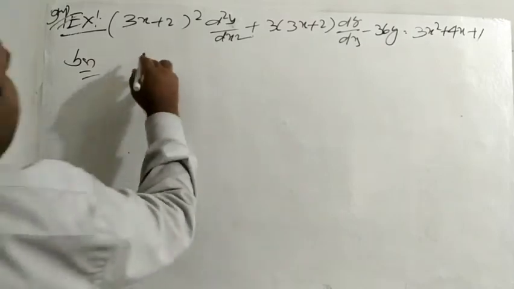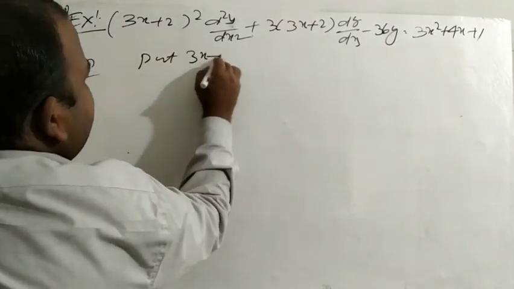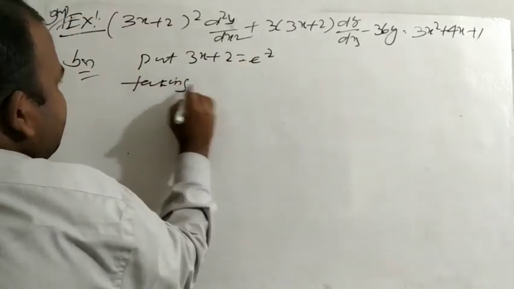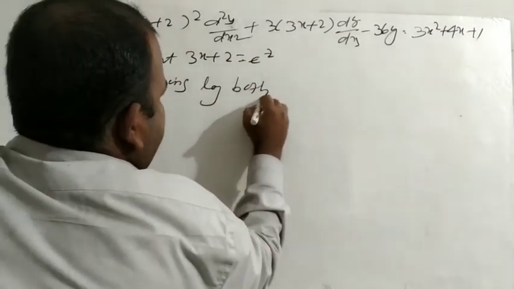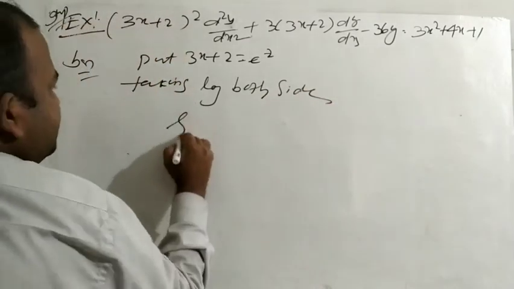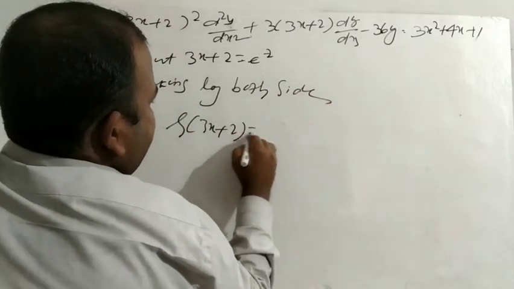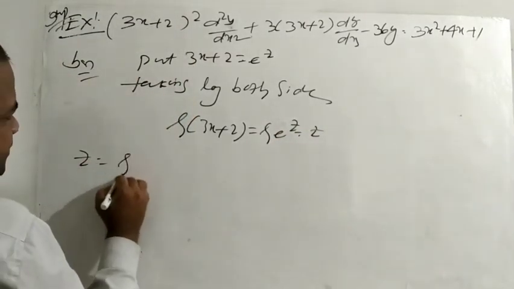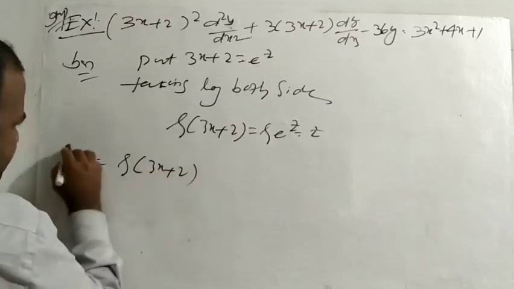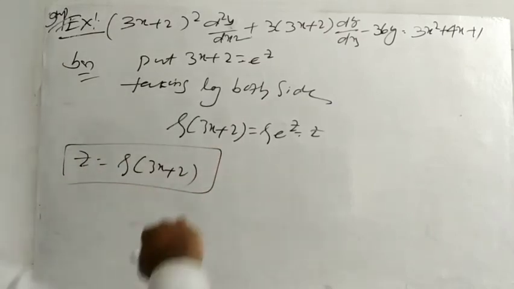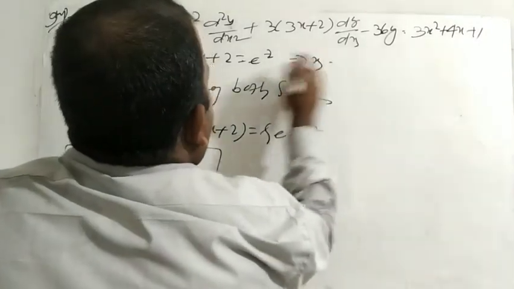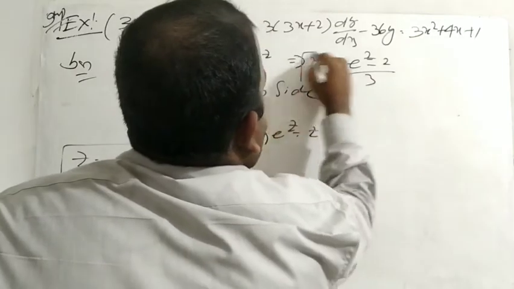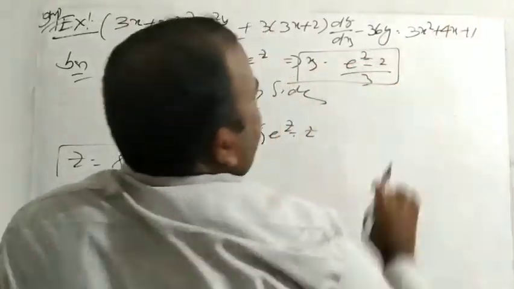So put 3x plus 2 equals e raised to z. Taking logarithm both sides, log of 3x plus 2 equals log of e raised to z equals z. What is the value of z? So z equals log of 3x plus 2. And what is the value of x here? X equals (e raised to z minus 2) by 3. So this one will be used to put here.